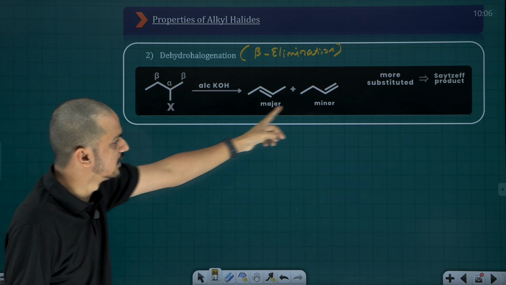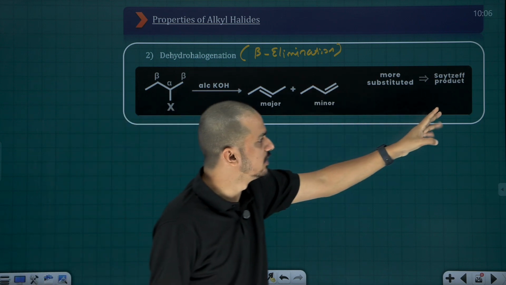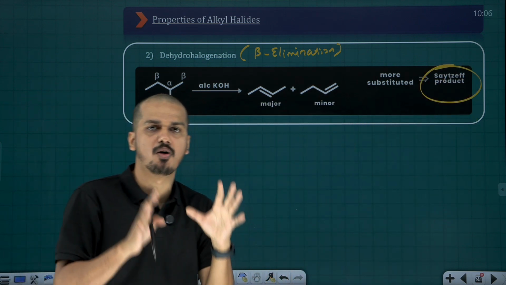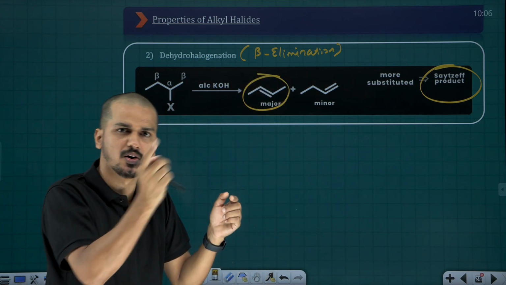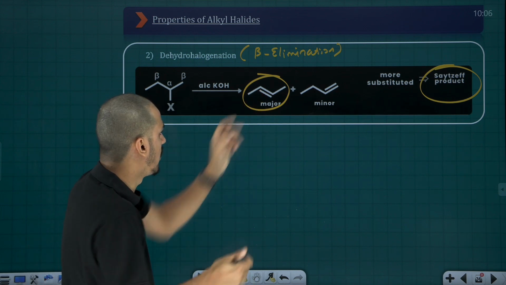Two possibilities are there. Which one is the major product? That is explained by using Saytzeff's rule. The major product will always be the more substituted alkene. So that means the double bond comes inside, and that will be the major product. Like that you can remember. Okay, so this is the more substituted alkene.